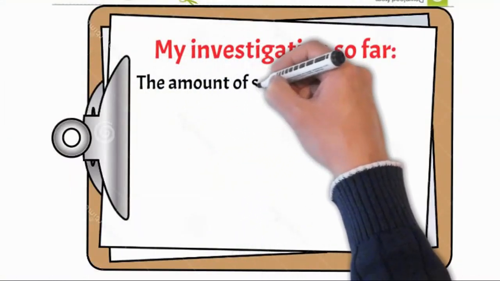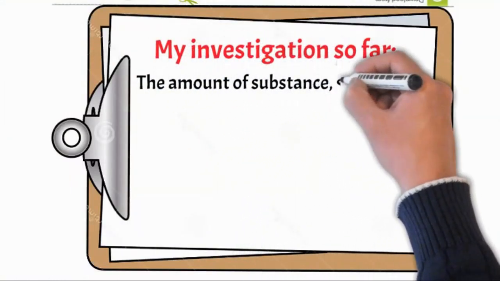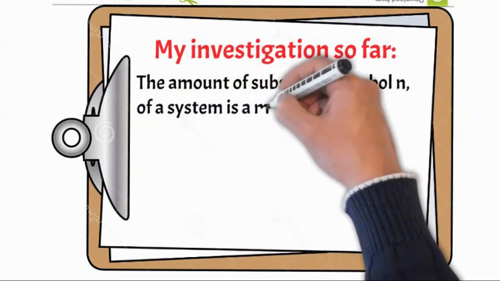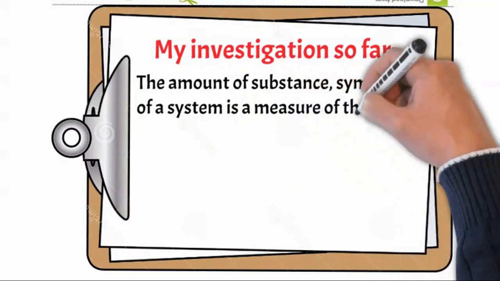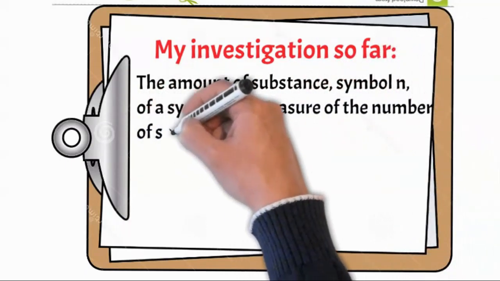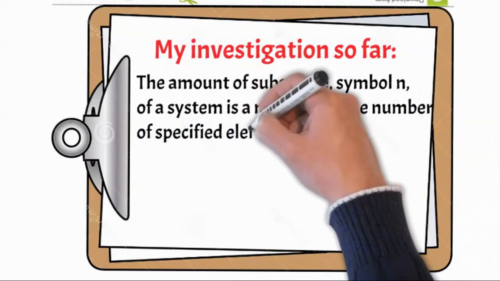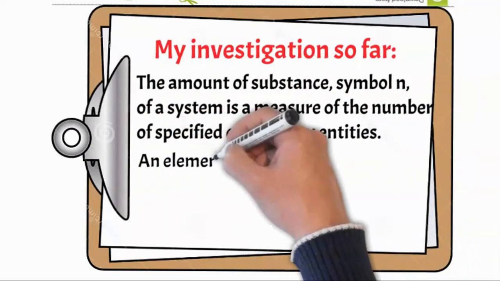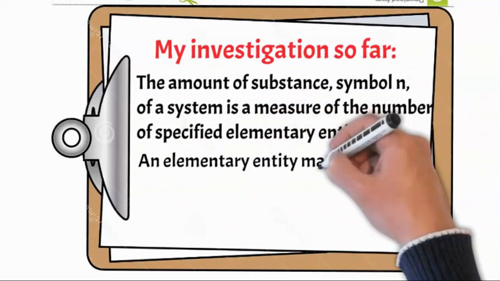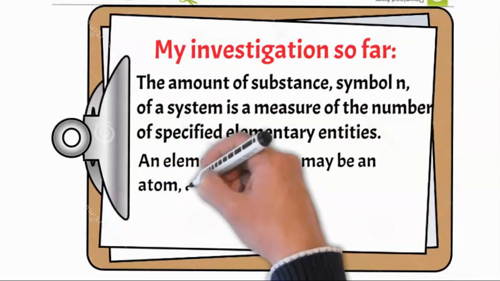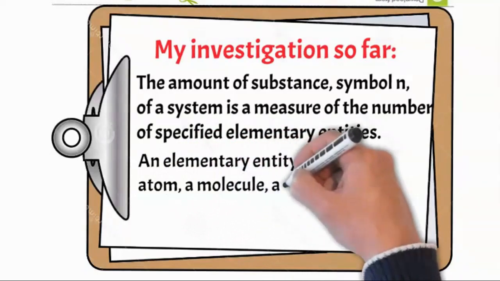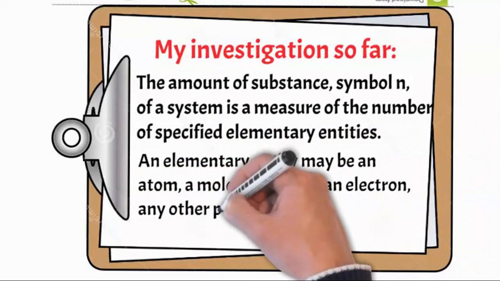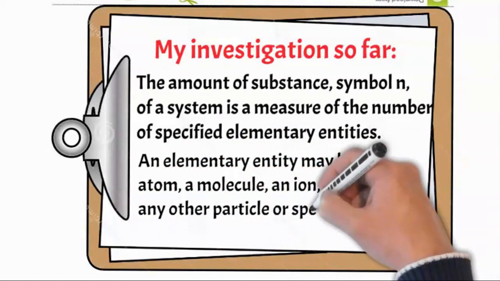So the amount of substance with the symbol N of any system is a measure of the number of elementary or specified particles that make up the system. Now, those elementary particles can be atoms, they can be molecules, they could be ions, they could be electrons, or any other specified group of elementary entities or particles.